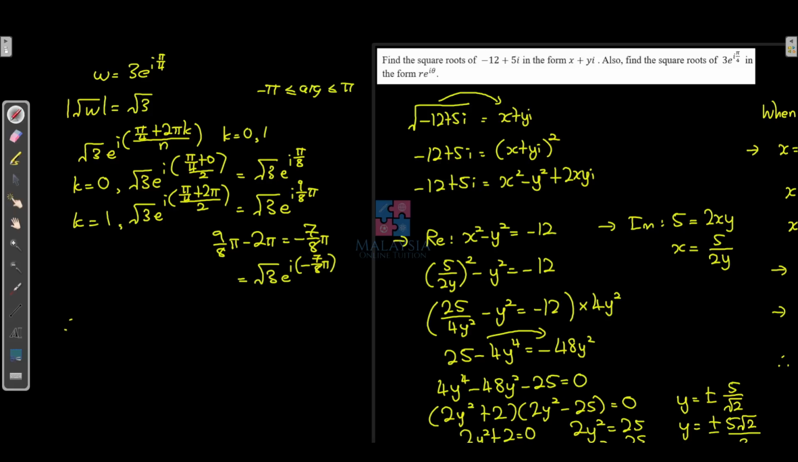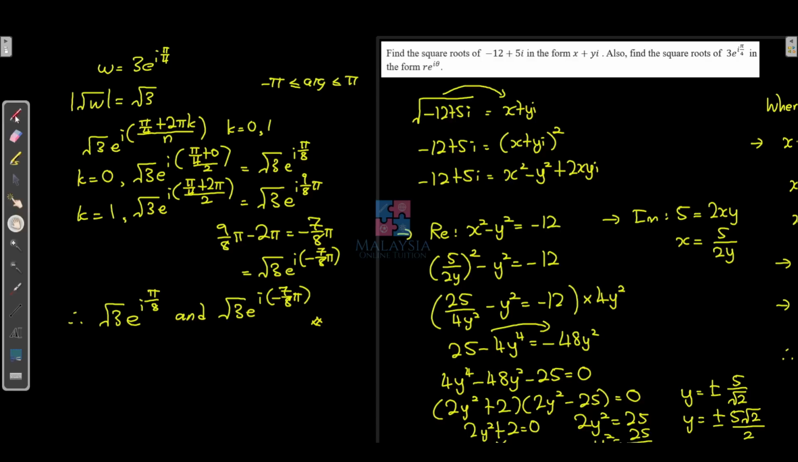Okay, so for the final answer, the square roots of this complex number 3e to the power of i pi over 4 are square root 3 e^(i pi over 8) and square root 3 e^(i negative 7 over 8 pi). Okay, done. So now for the part where you need to check your answer in the exam later.